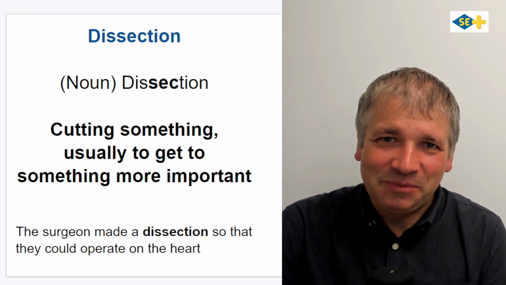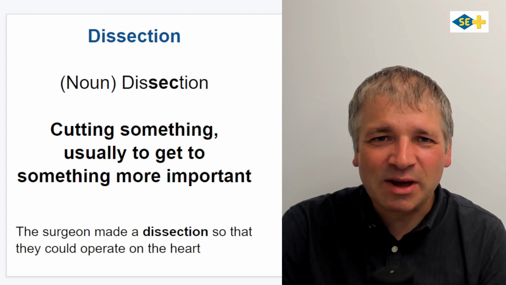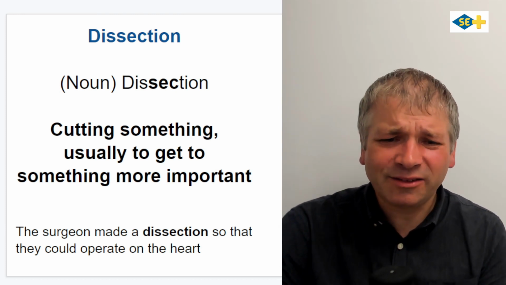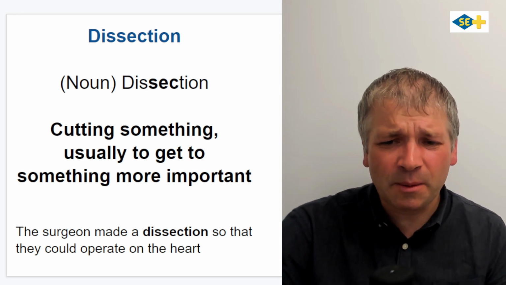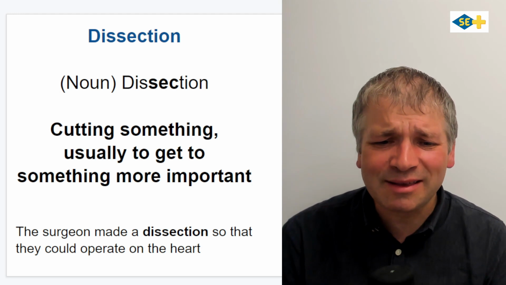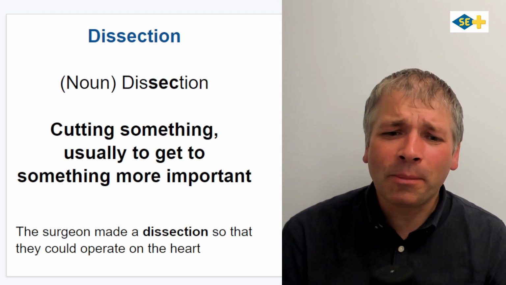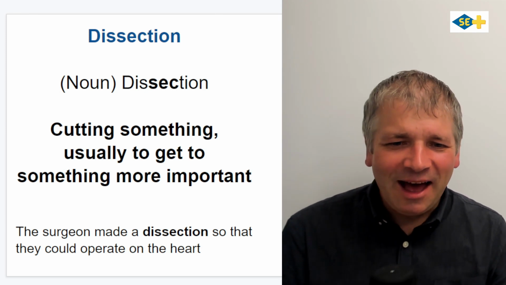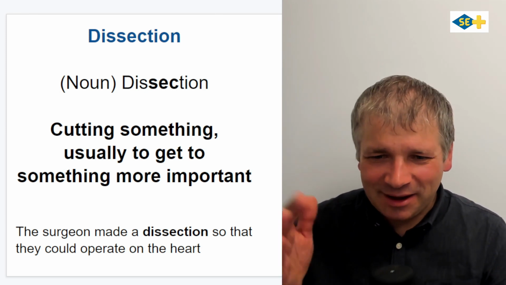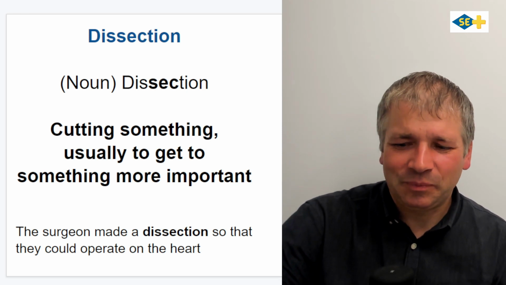Dissection. This is a noun and the stress is on sec. Dissection. And this means cutting something, usually to get to something more important. So, for example, the surgeon made a dissection so that they could operate on the heart. They cut through, so they could get into somewhere else. A dissection.